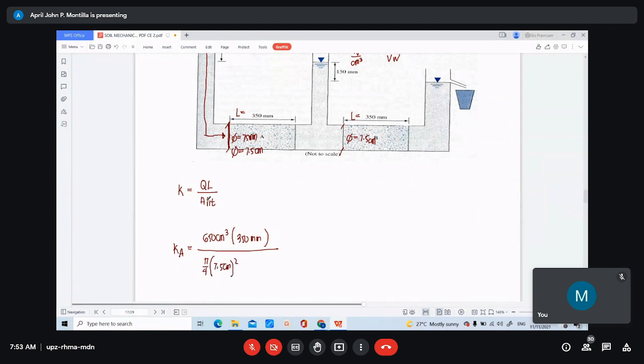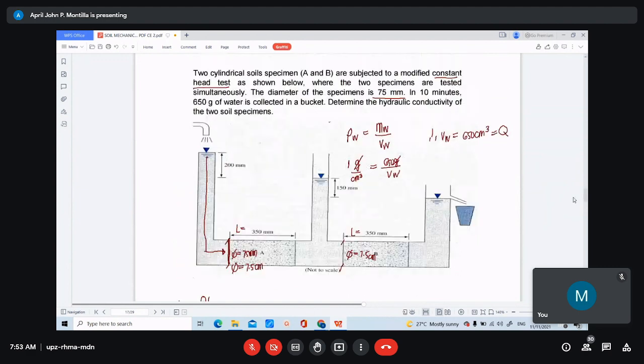And then H, the constant head difference or the head loss. Head loss ng soil A. Para ma-analyze natin yung head losses ng bawat soil, titingnan natin mismo yung mga pipes or piezometer na nakadikit or nakakabit sa magkabilang dulo ng mga soil. Ito yung dulo ng soil A. Ito yung isang dulo. Ito yung pipe na nakakabit doon. Ito naman yung pipe na nakakabit sa isang dulo.